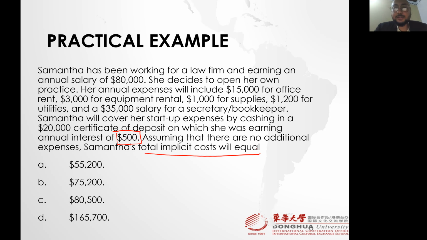What is the implicit cost? Foregone opportunity. How many opportunities did she lose?